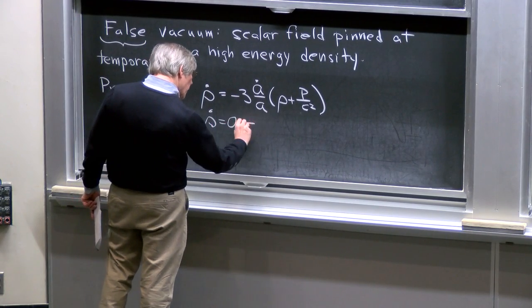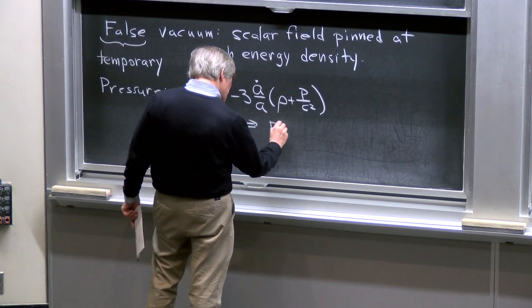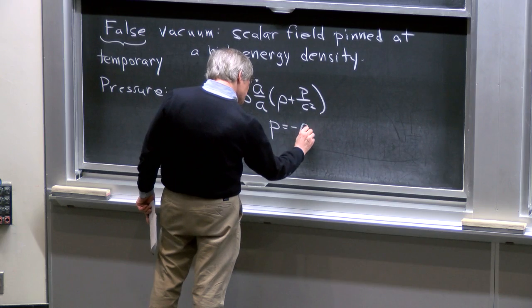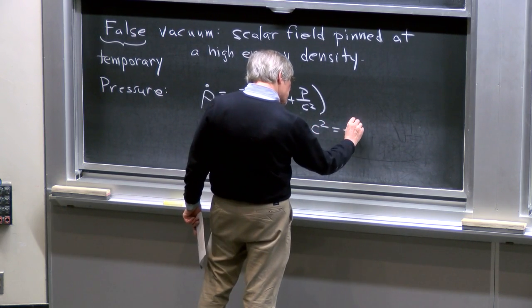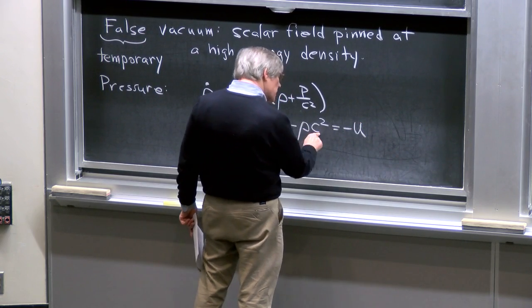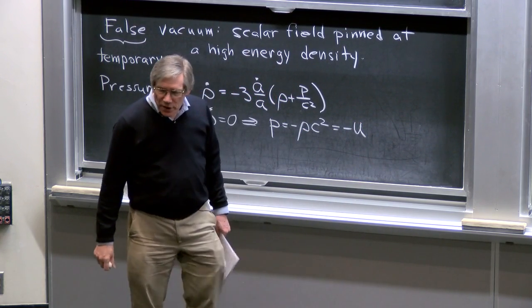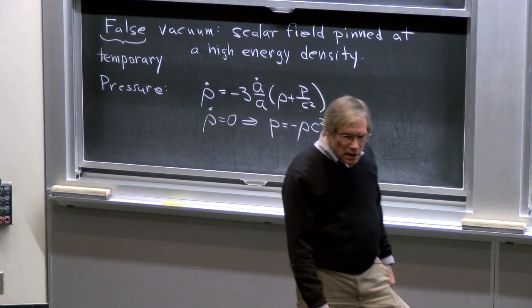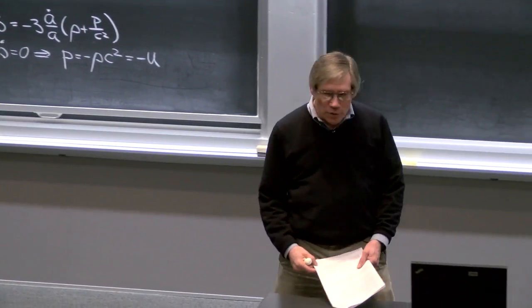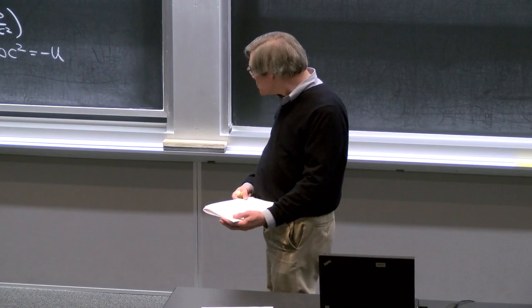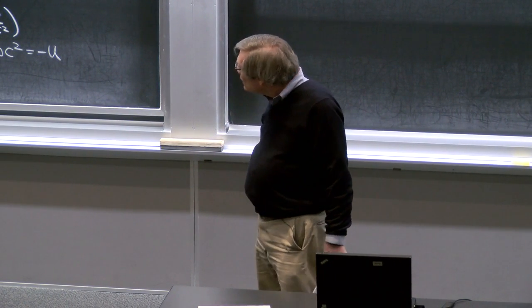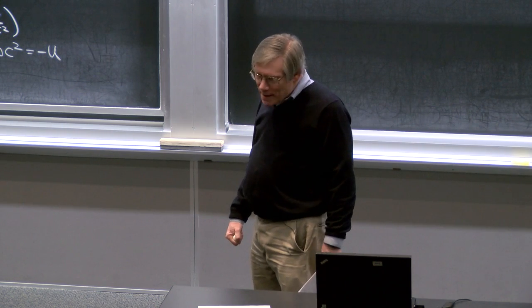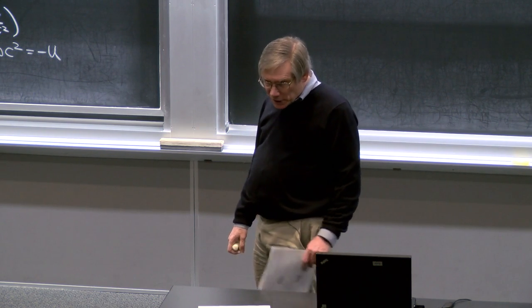And if rho dot is 0, we can just read off from this equation what the pressure has to be. Rho dot equals 0 implies that the pressure is just equal to minus the energy density times c squared, which is another way of saying it's the mass density times c squared, which is another way of saying it's minus the energy density. I'm using u for energy density and rho for mass density. And they just differ by a factor of c squared. So this is the straightforward equation method of seeing the answer here.